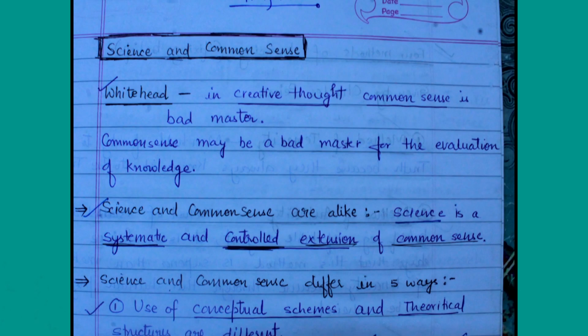So the first topic is science and common sense. You already know many things about this, but focus on this line. Science is a systematic and controlled extension of common sense. It means that common sense gives us the idea that this is the cause of this effect. Suppose some experiment or some event has occurred.